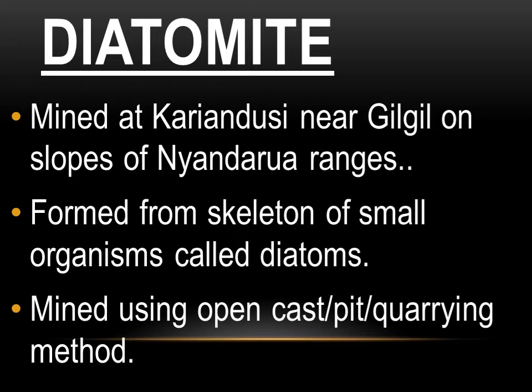Diatomite is a whitish mineral in color, and it was formed from the skeletons of small organisms called diatoms. These diatoms were covered by soil and then compressed by the layers of soil that were forming, to form a white powder. That white powder was subjected to very high heat, and then it started burning slowly to form that white powder.